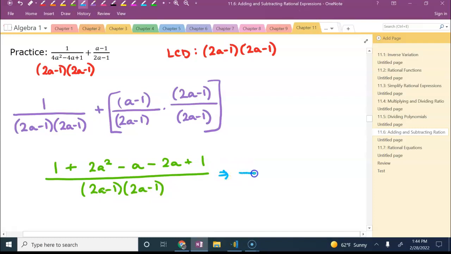Simplifying my numerator, starting with your biggest exponent, so again, think about descending order, so we have 2a squared, that takes care of that. We have negative a and negative 2a, so that'd be negative 3a together, and then 1 plus 1, which would be 2, all over that 2a minus 1, 2a minus 1. And there's your answer.